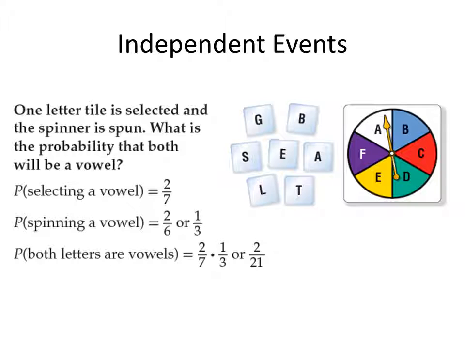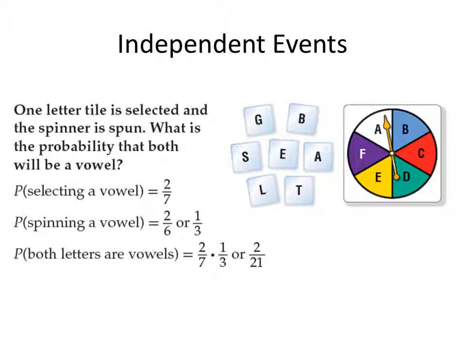So independent events. You have a set of tiles with different letters on them, and then you have a spinner with an arrow pointing towards different letters. There's seven different tiles, and there's 6 different letters on the spinner. So the question is, one letter tile is selected and the spinner is spun. What is the probability that both will be a vowel? Now the vowels include the letters A, E, I, O, and U.